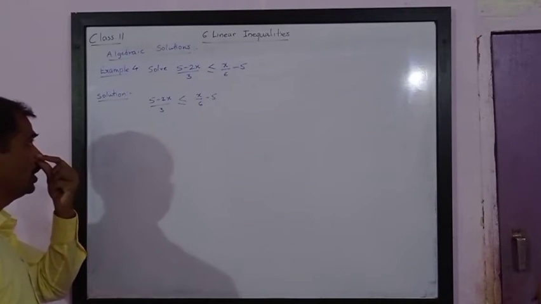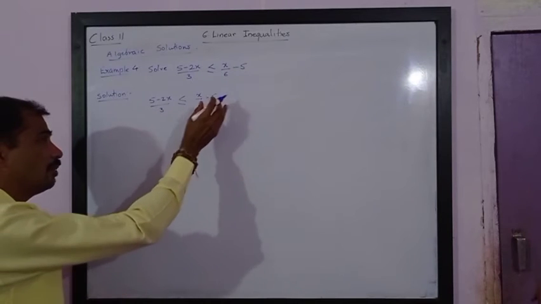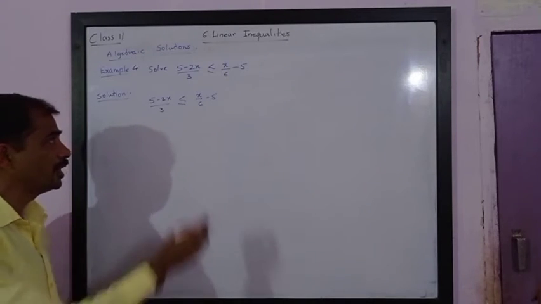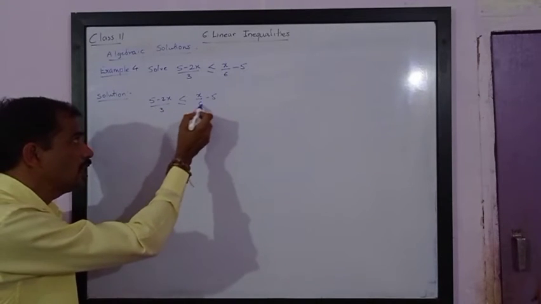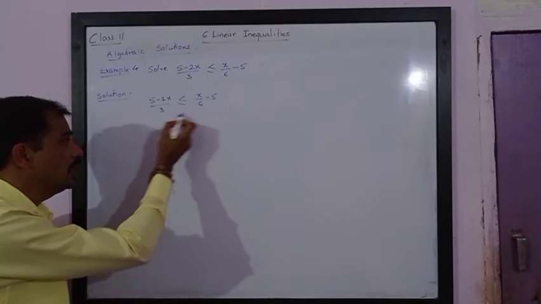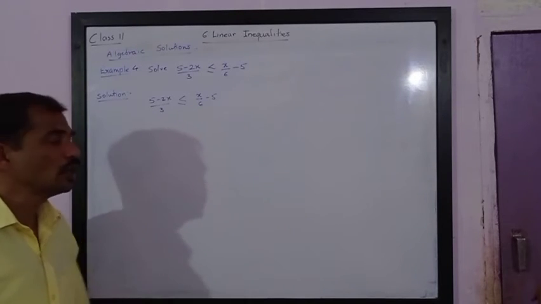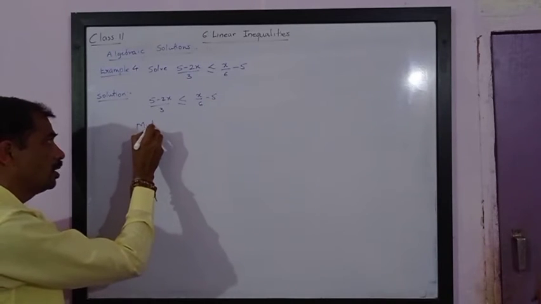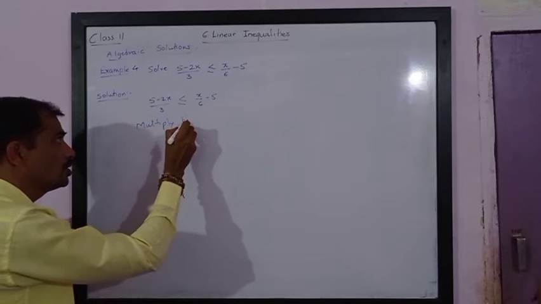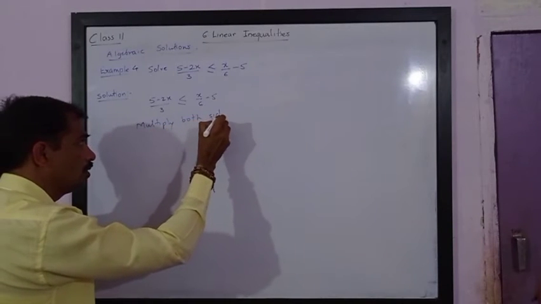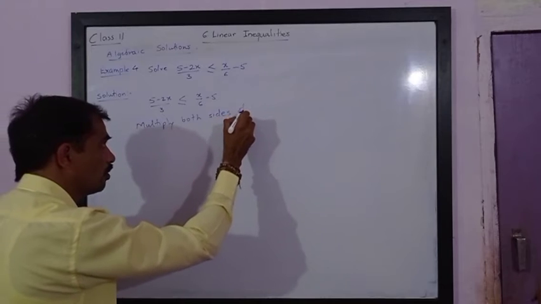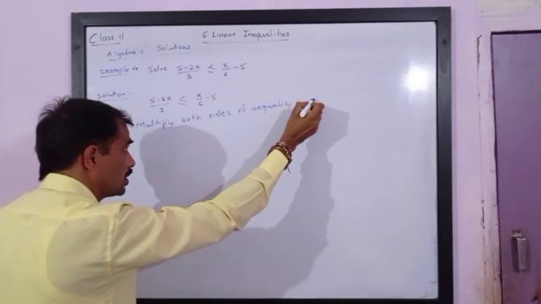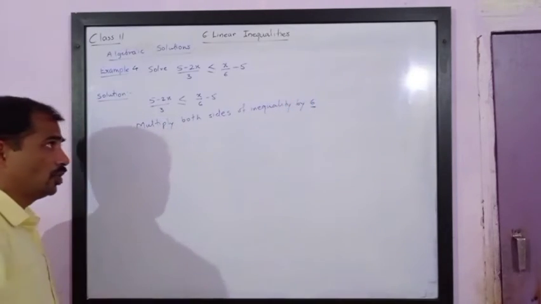So we will try to eliminate. We can eliminate this 5, we can eliminate the denominator as well. We will try to eliminate the denominator first. In order to eliminate the denominator, please note this is a multiple of 3. So I will take this 6 and multiply both sides of the inequality by 6. Please note, here it is a positive integer.